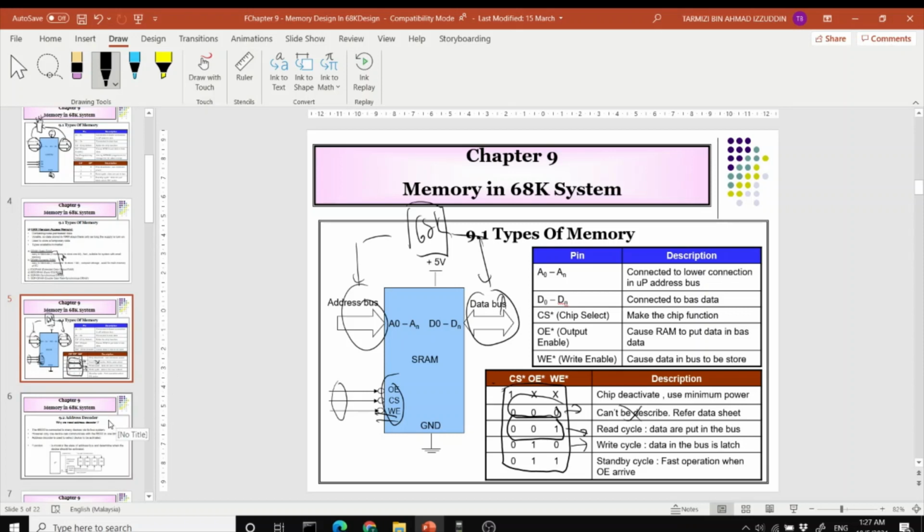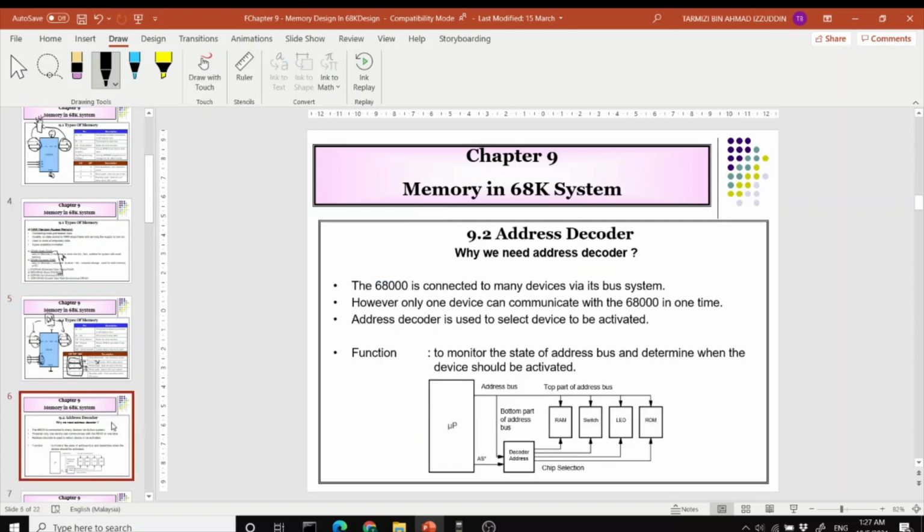So that is the RAM part, the architecture of your RAM. Next, we're going to look at what an address decoder is and why we need an address decoder.